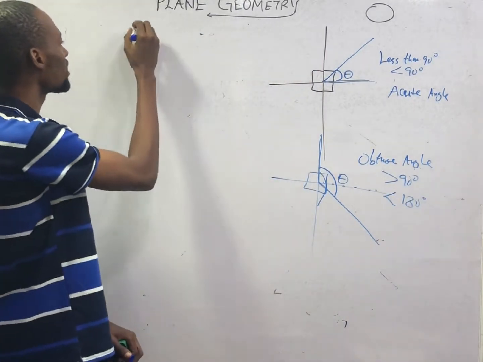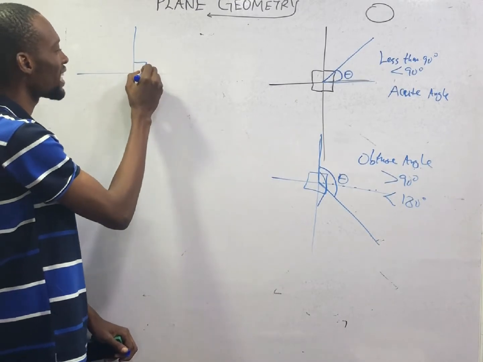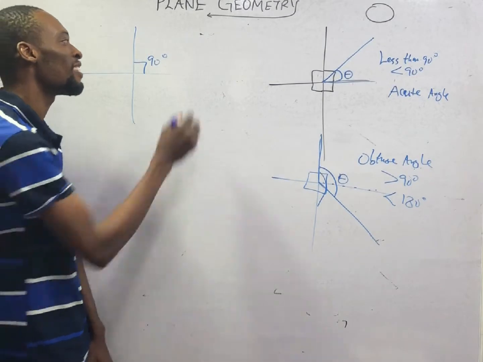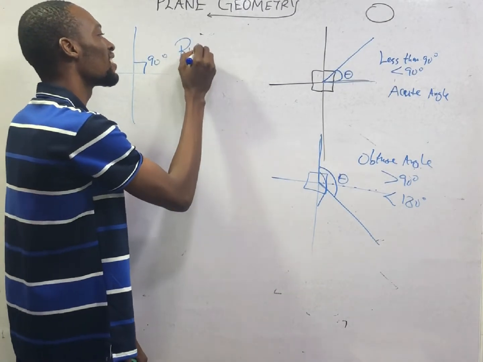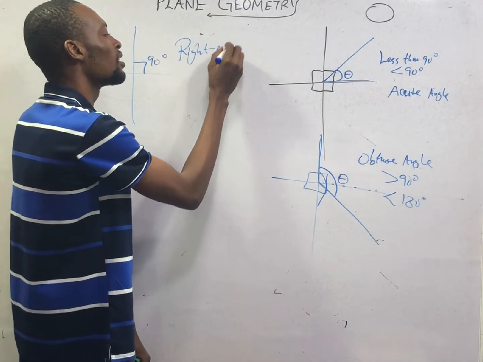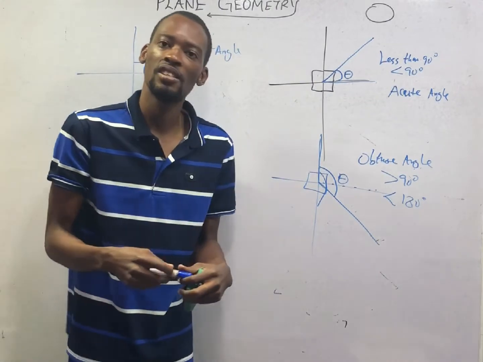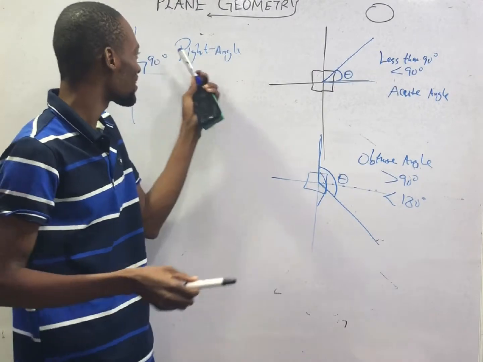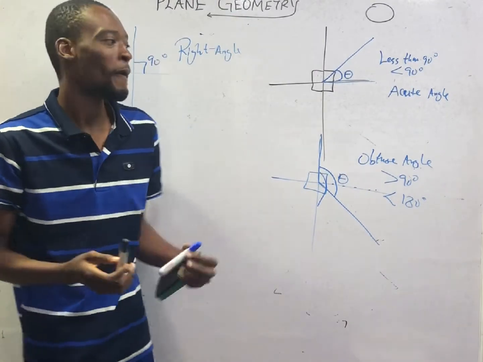Now you have an angle like this. So this angle is 90 degrees. It is referred to as a right angle. This is why any triangle with one angle of 90 degrees is referred to as a right angled triangle.